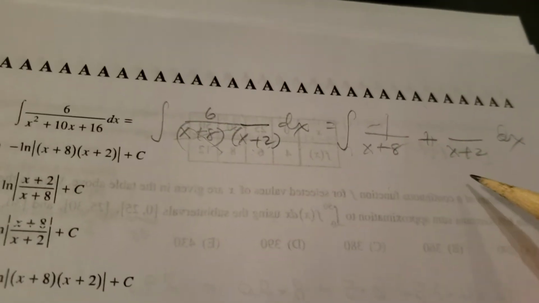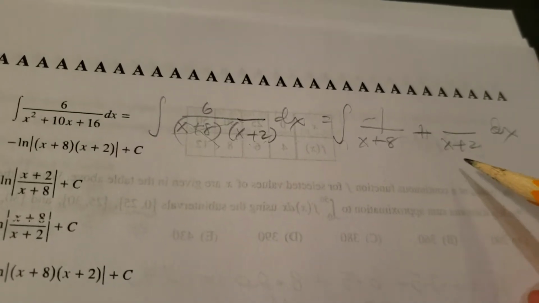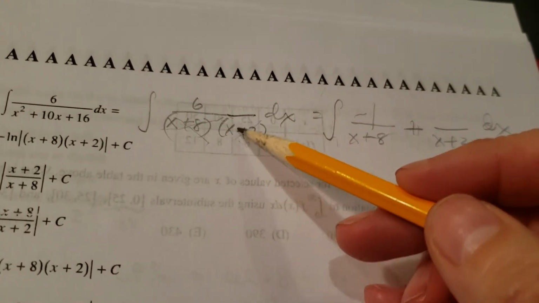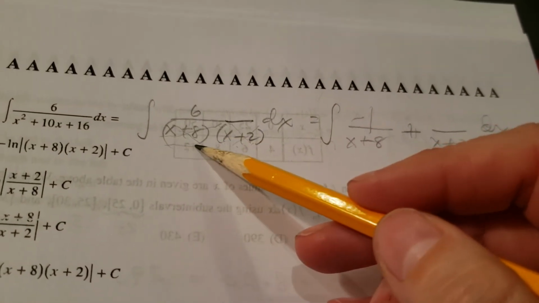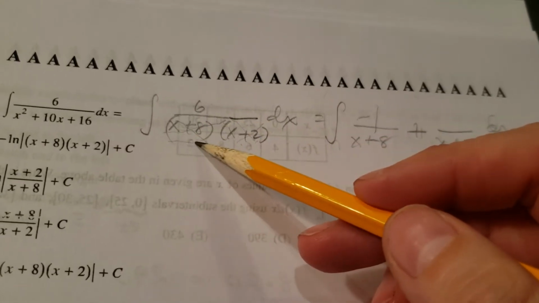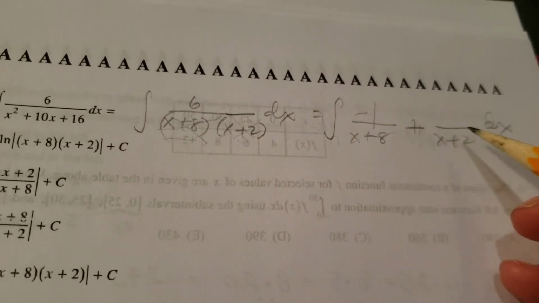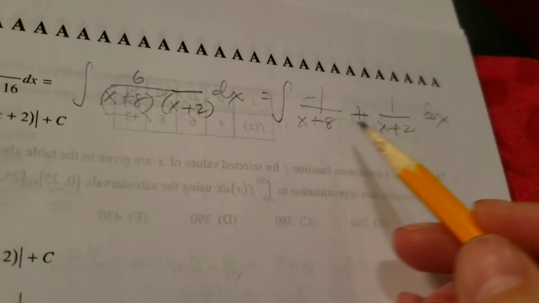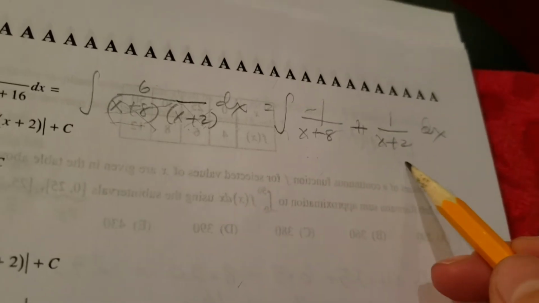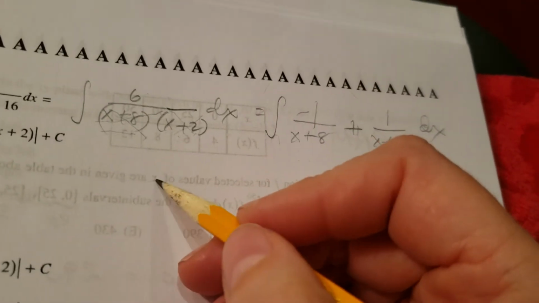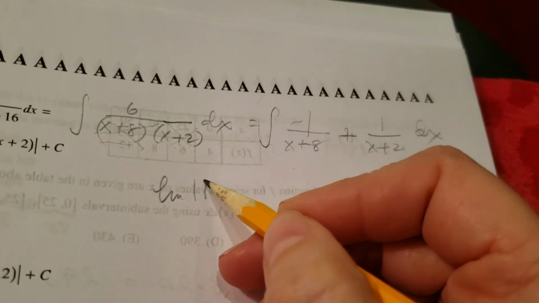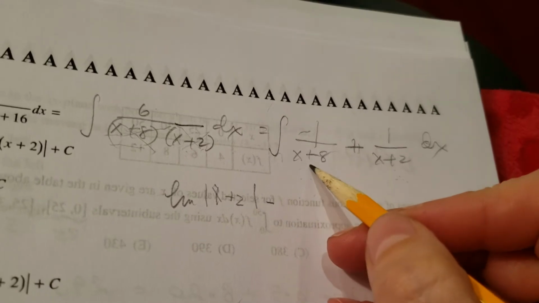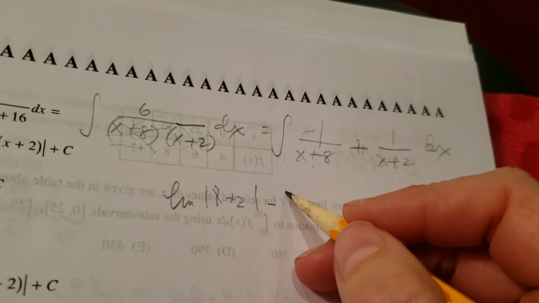Then you do the same thing for this one. The root of this is negative 2. So you cover this up and you put negative 2 in the leftovers. So 6 over 6, that would be 1. So this is 1. Okay, I'm going to look at this switched. So I'm going to take the antiderivative of this first, which is ln of x plus 2. And then I'm going to subtract the antiderivative of that, which is ln of x plus 8.